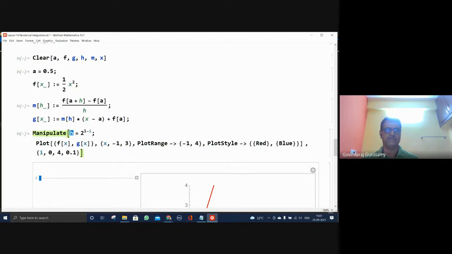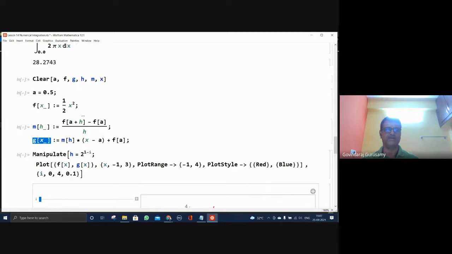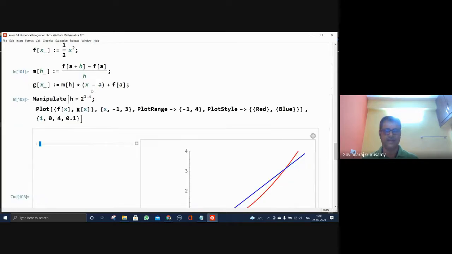So g of x is equal to m of h times x minus a plus f of a, which means this function with the difference of x minus a multiplied and take the m of h, that is going to be your derivative function g of x. Okay, we are going to plot f of x and g of x, and when the h goes to smaller and smaller, see what is going to happen. You can visually see what it is that we are trying to do with the numbers which we are getting.